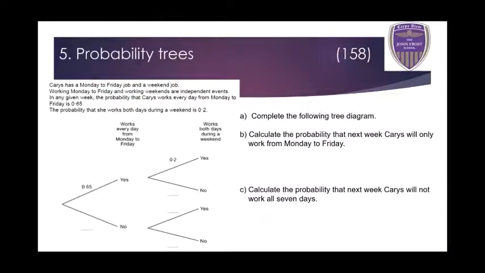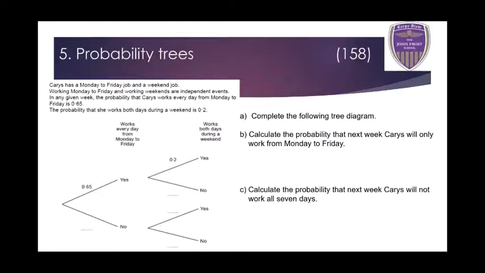Probability trees. Again, if you haven't tried this question yet, pause the video, have a quick go. And if you have already done it, let's jump right in. Karis has a Monday to Friday job and a weekend job. Working Monday to Friday and working weekends are independent events. That just means that one doesn't affect the other. In any given week, the probability that Karis works every day from Monday to Friday is 0.65. The probability that she works both days during a weekend is 0.2.